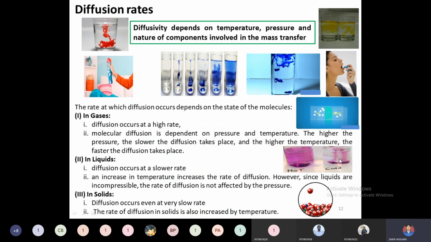Whereas when we dissolve that pink dye in cold water, the diffusion rate is low, because in the cold water the dye is much less dissolvable. So this is the example that higher temperatures will favor liquid phase diffusion rates also. At the same time, the diffusion rates in liquids are very slow compared to gases, because in gases the diffusion rates are very high.